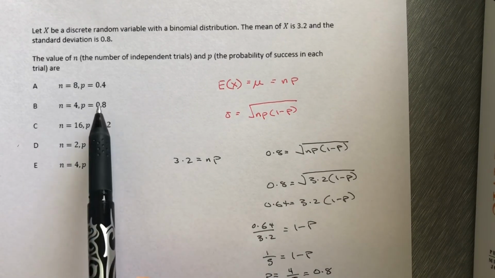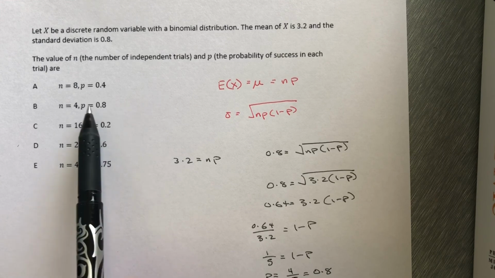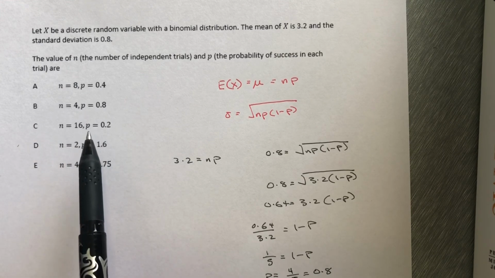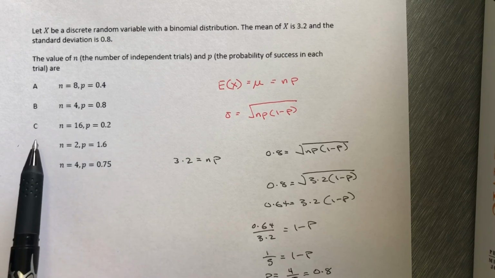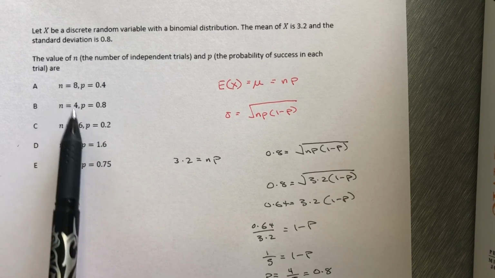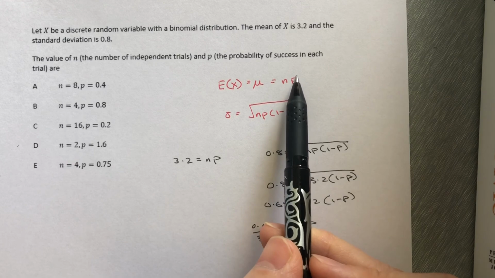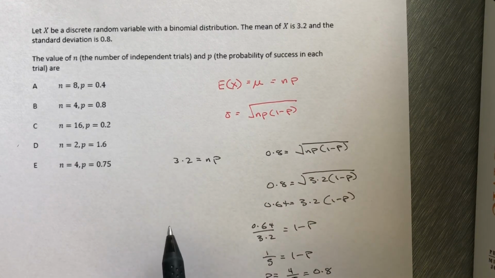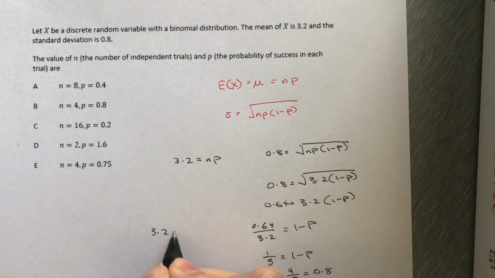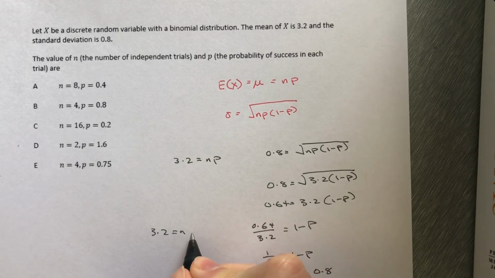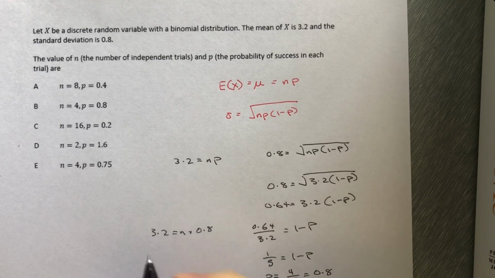If I look up here at the answers, there's only one with a p-value of 0.8, so I'm thinking it's B. So you could just circle B if you're real confident. I'm going to just check that I'm right. I want to make sure that n is 4. So if I've got the p-value, I've got a rule over here that is going to help me find what n is. And that is 4. So we're right, the answer is B.